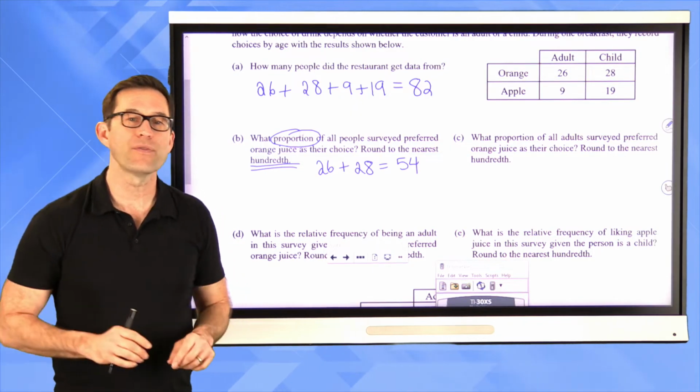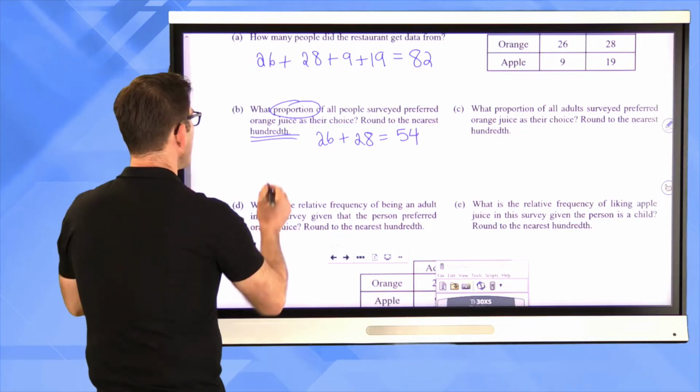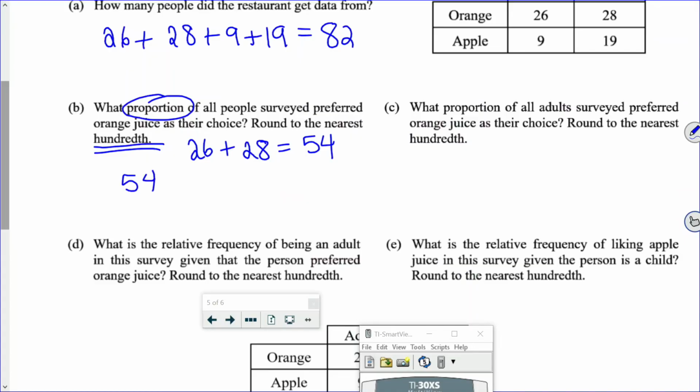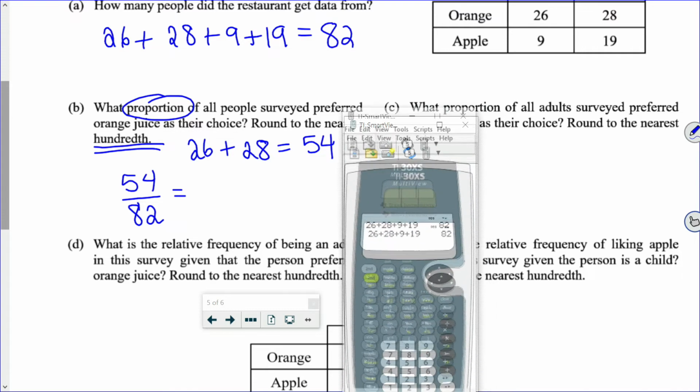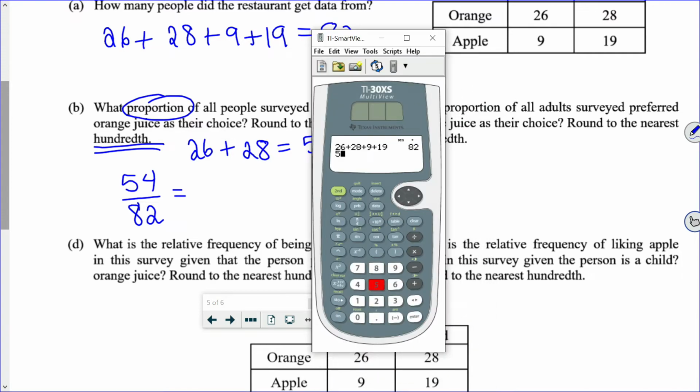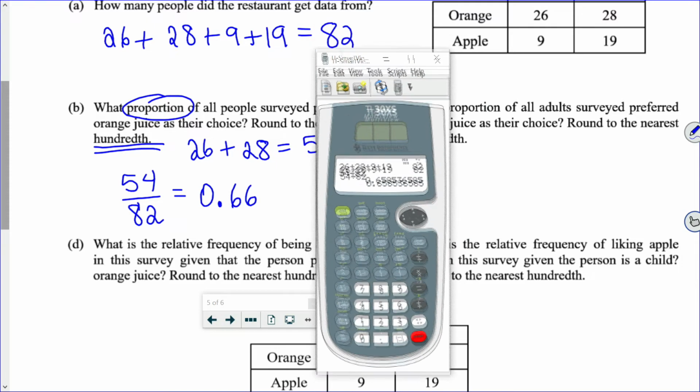But now I want the proportion. So what I'm going to do is 54 divided by 82, and I'm going to round that to the nearest hundredth. So 54 divided by 82, enter, and I get 0.66 rounded to the nearest hundredth.